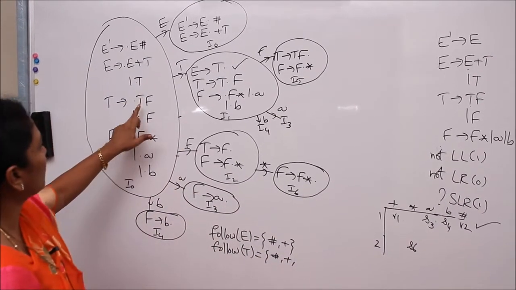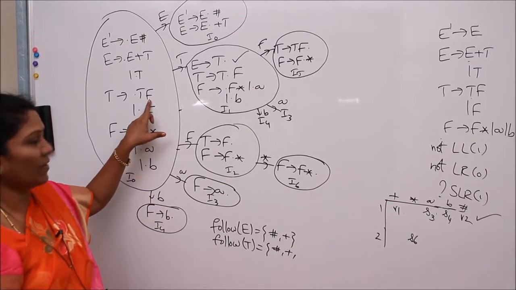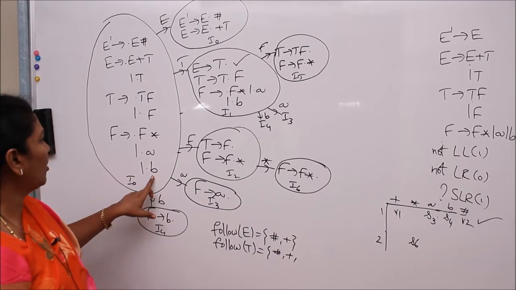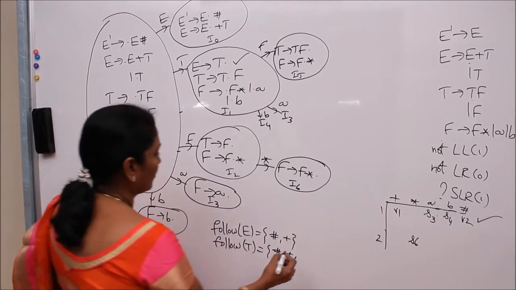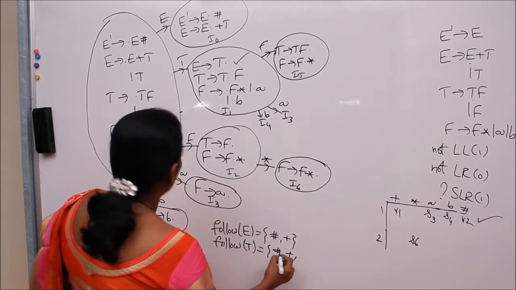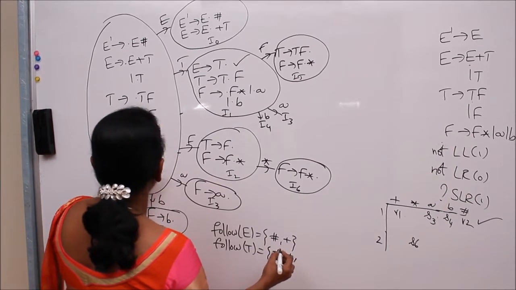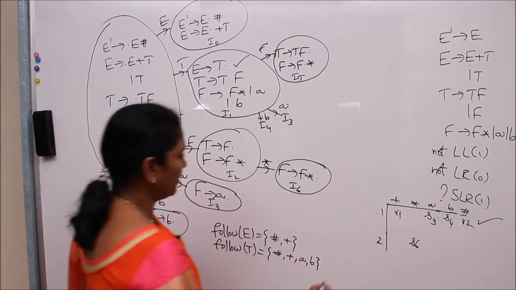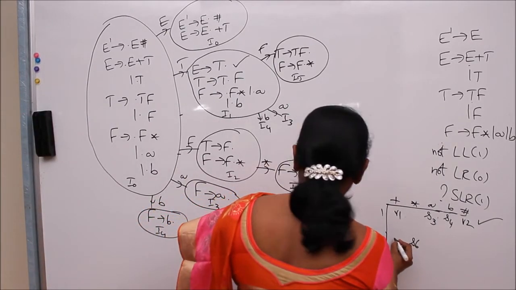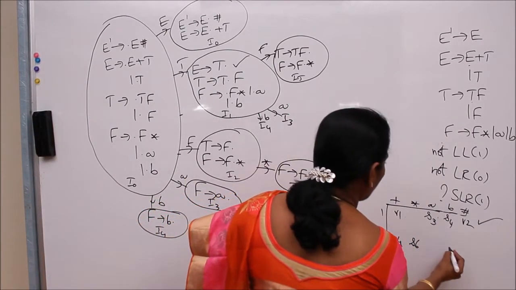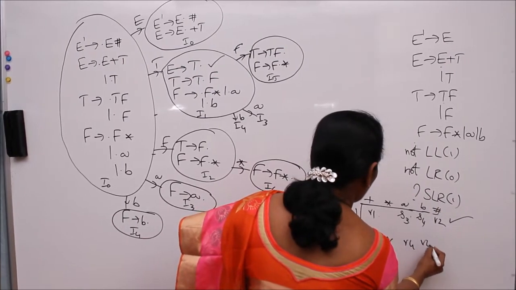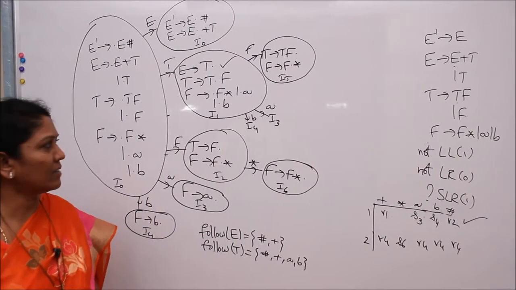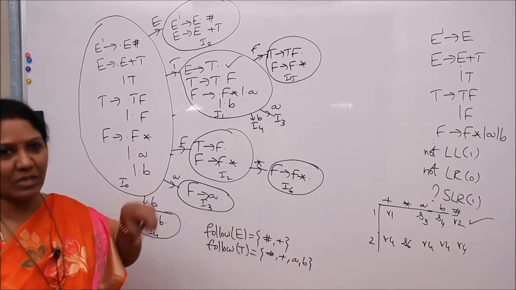In addition to this, follow of T is first of F. What is first of F? A as well as B also. Follow of T is first of F. First of F is A comma B. So put it under hash R4, R4, R4, R4. Once again, there are no multiple entries. That means this conflict is also resolved.